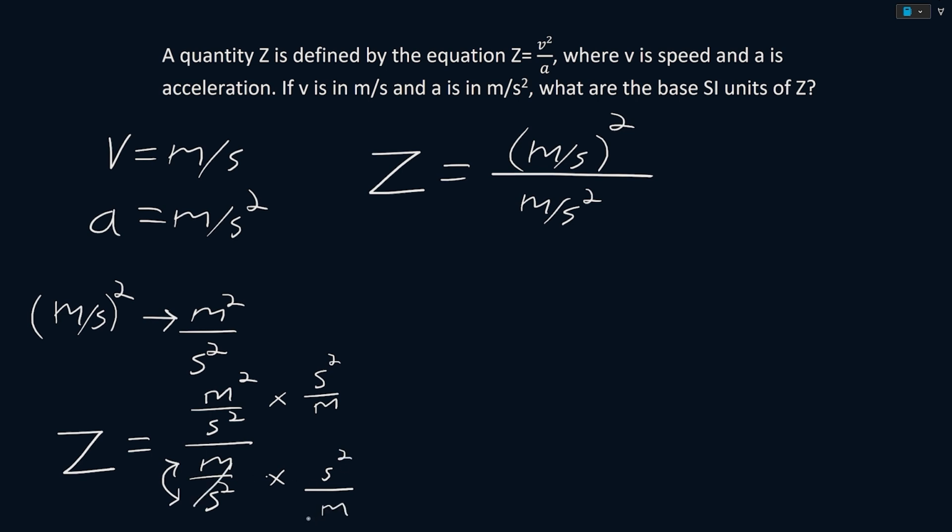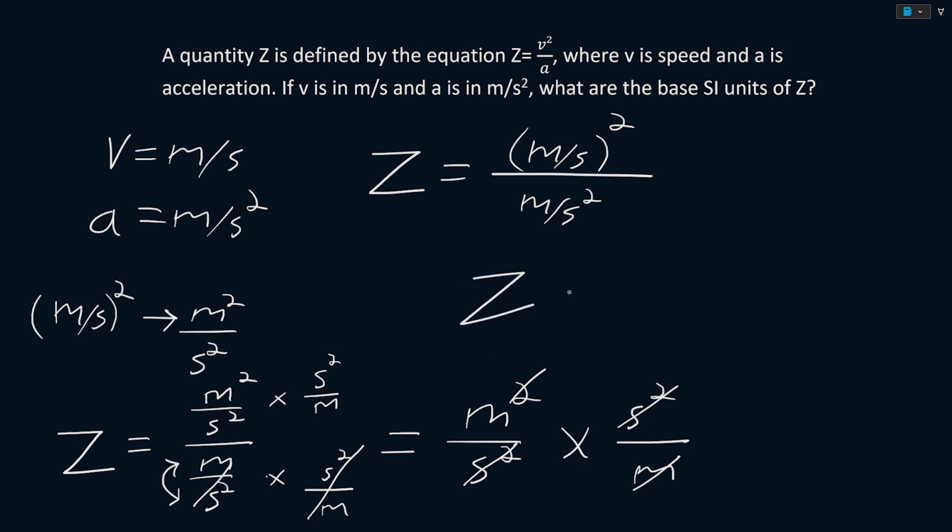This cancels out the bottom part of the fraction, leaving us with z is equal to m squared over s squared times s squared over m. Here, the seconds squared cancel, and dividing by m cancels the square on m. Our final answer is that z is equal to meters.